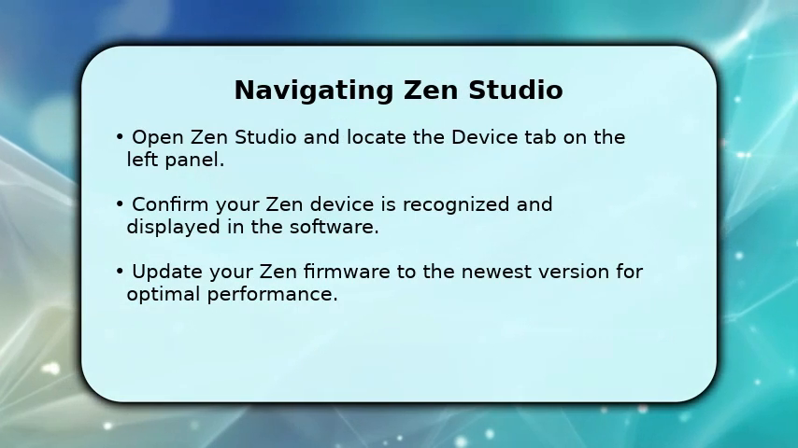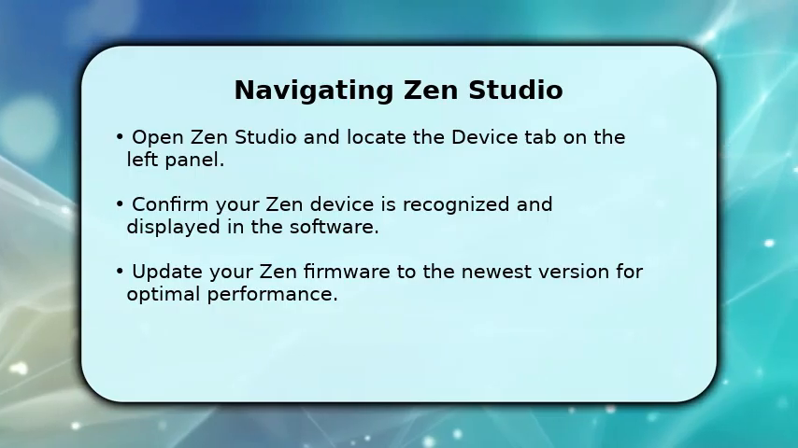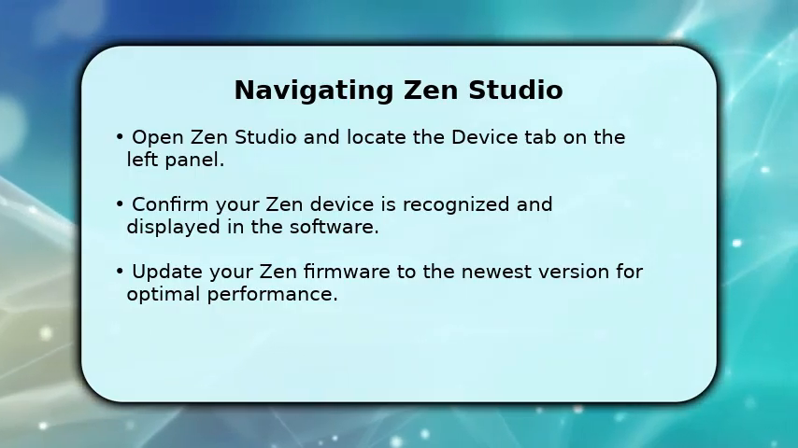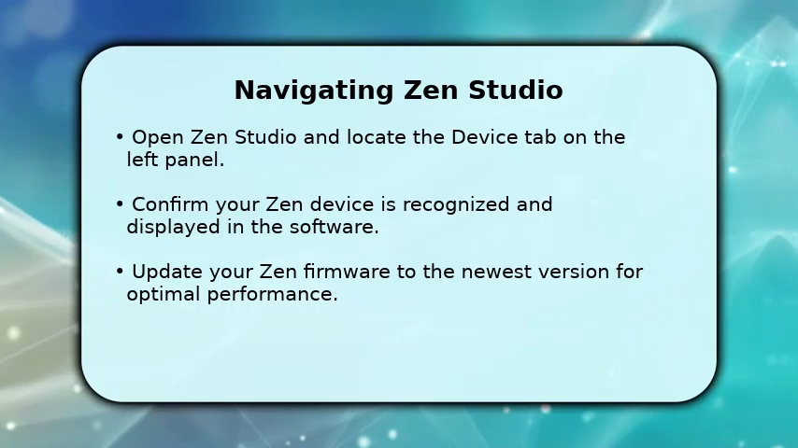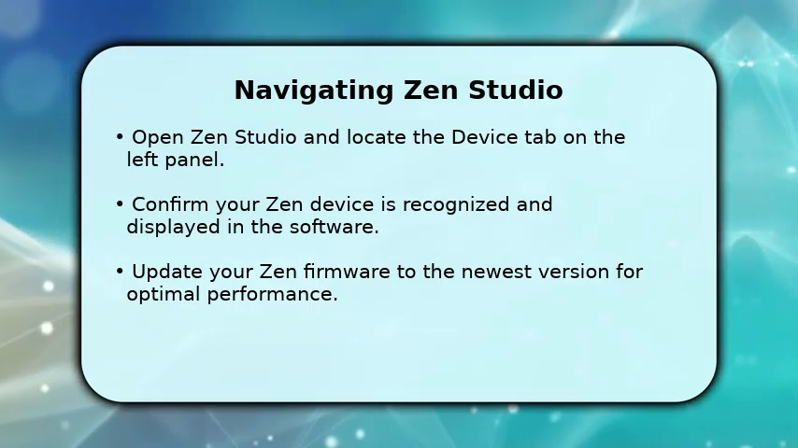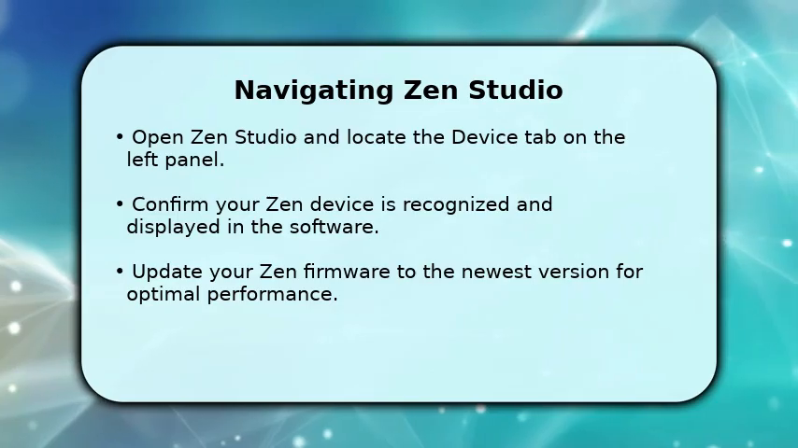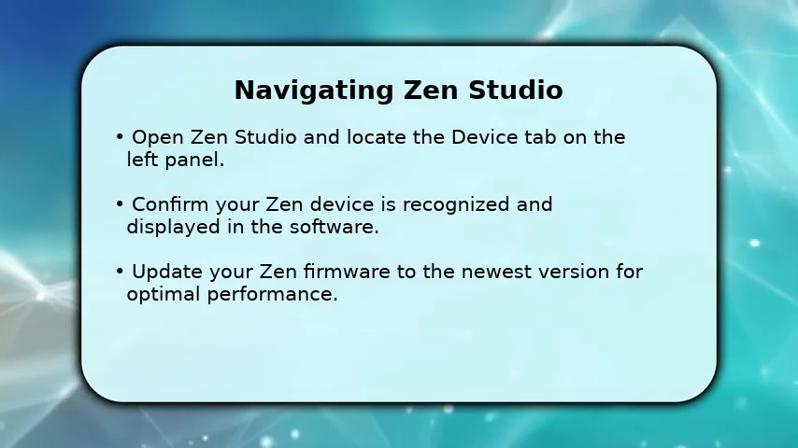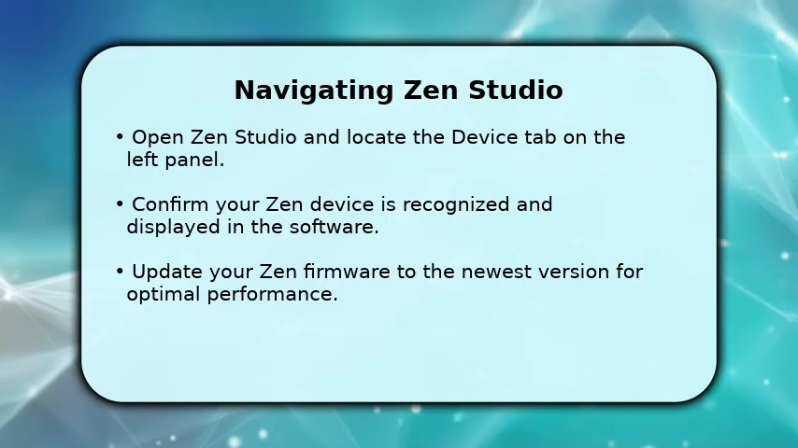Once Zen Studio is open, navigate to the Device tab, typically found on the left-hand side panel. Here, you should see your Zen device recognized and clearly displayed within the software interface. If it's not, double-check your cable and connections.